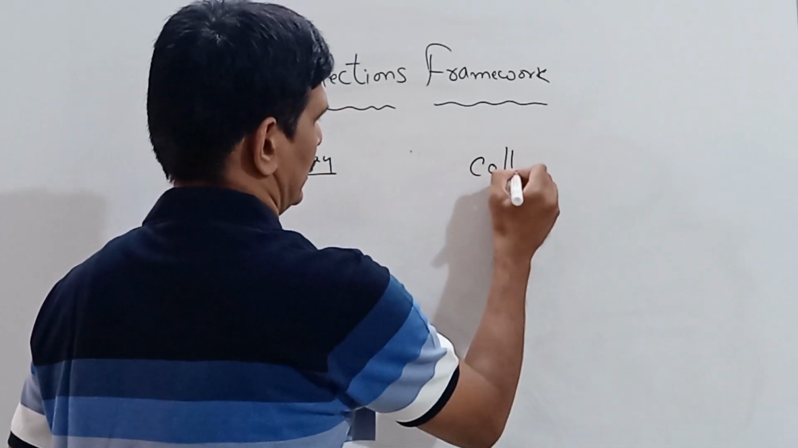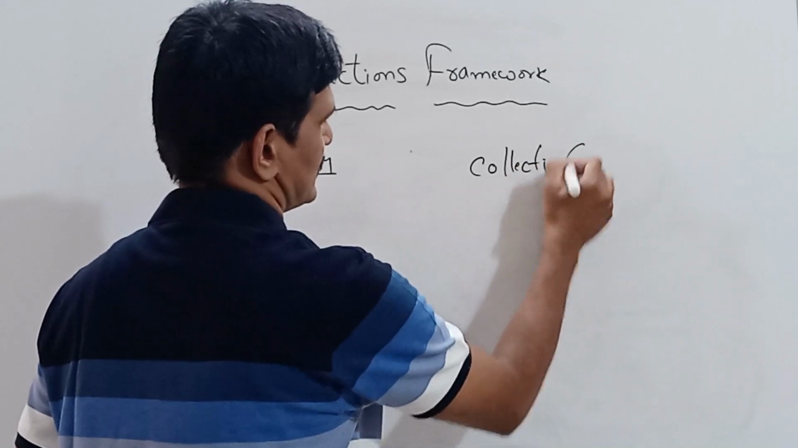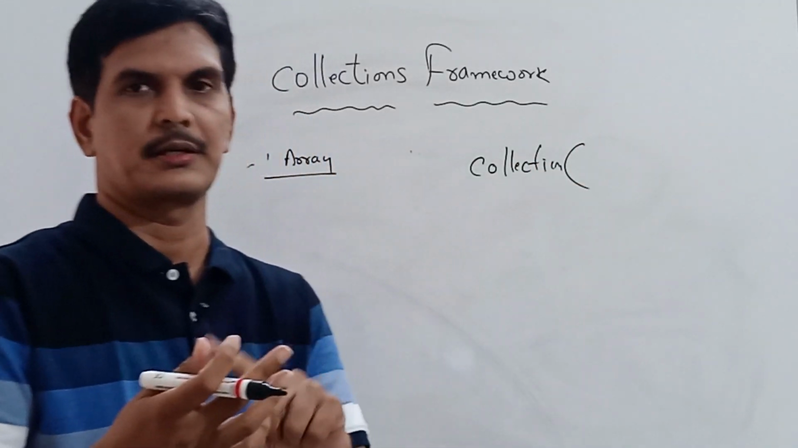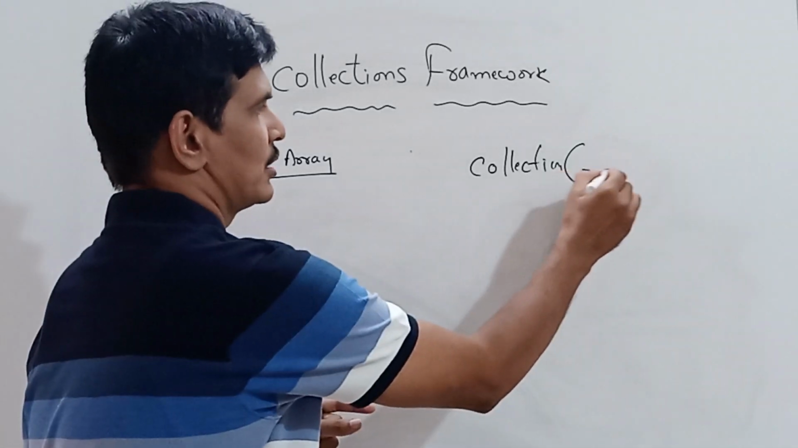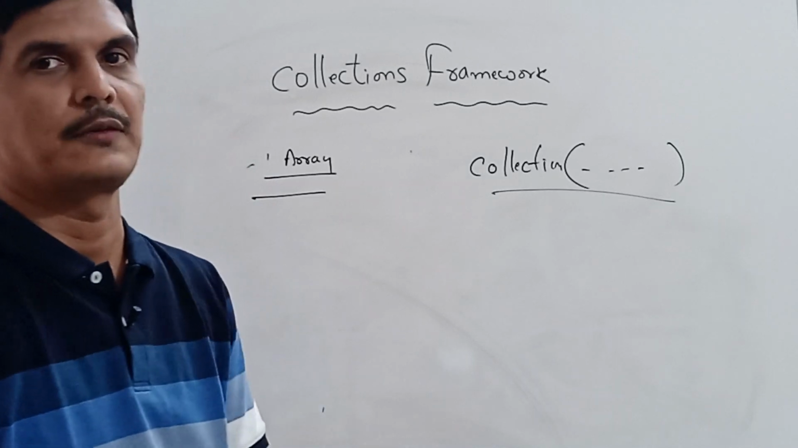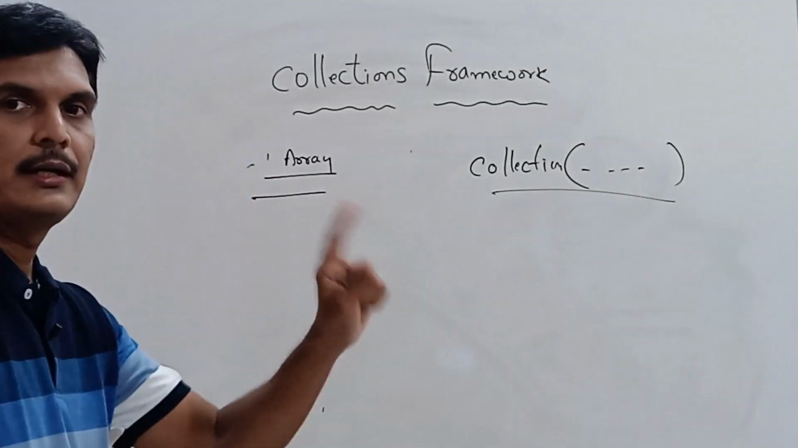Array and collections. Collection, in the sense it can be any collection, like array list, hash map, vector, tree, linked list, everything comes under the collections. Now, what are the basic differences between the collections and arrays concept?